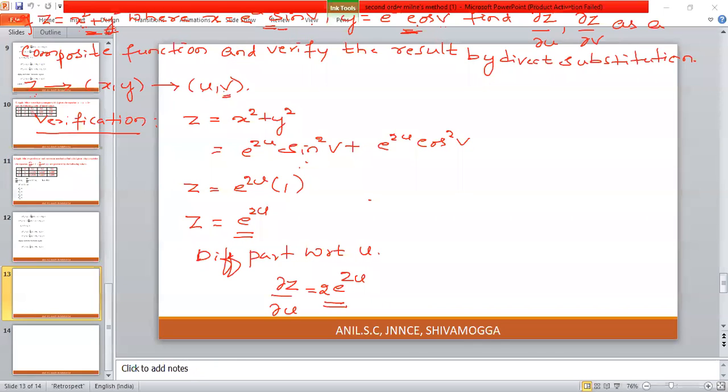Again, differentiate the same expression with respect to v partially. Z is equal to e power 2u. Differentiate partially with respect to v. That derivative is denoted by del z by del v. This is partial derivative of z with respect to v. That means treat u as constant. Therefore, e power 2u itself is a constant. Derivative of a constant is 0. So what we have done is correct.